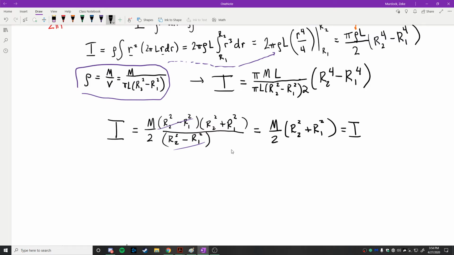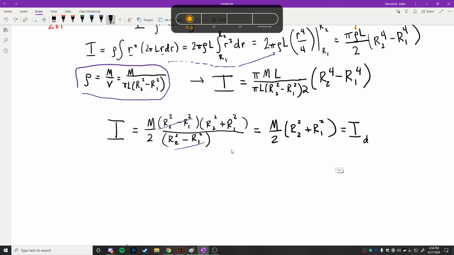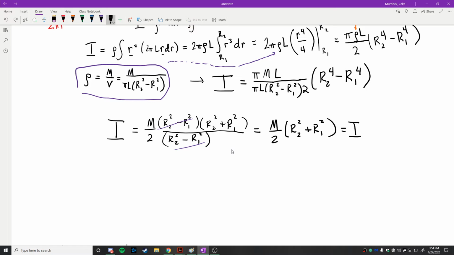I don't know what you want to call it. It's basically a donut though, right? It's not really a donut. Let's not call it a donut. This is a hollow cylinder with inner radius r1 and outer radius r2. Do you guys have any questions?